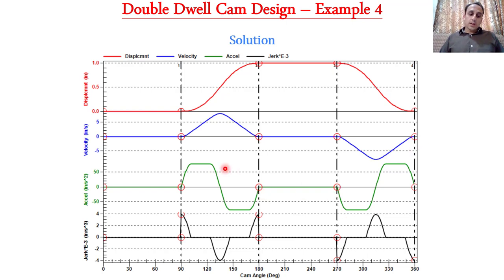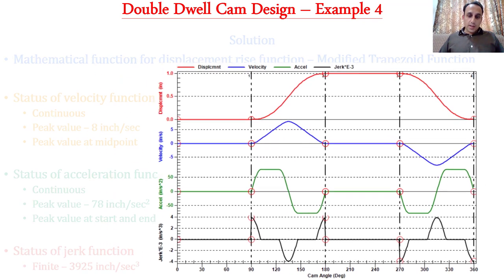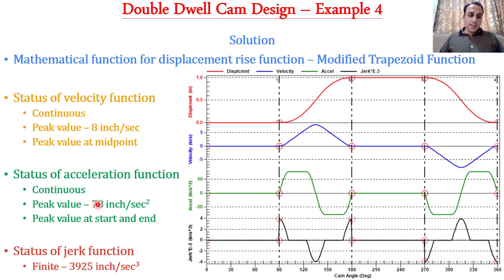It is acceptable. What about the jerk? Still there are discontinuities in the jerk. There are issues in the jerk. So we will see how we can address those issues. But the thing is, if we analyze it further, we can see that the main objective, which was to reduce the acceleration, is achieved using the modified trapezoidal function.